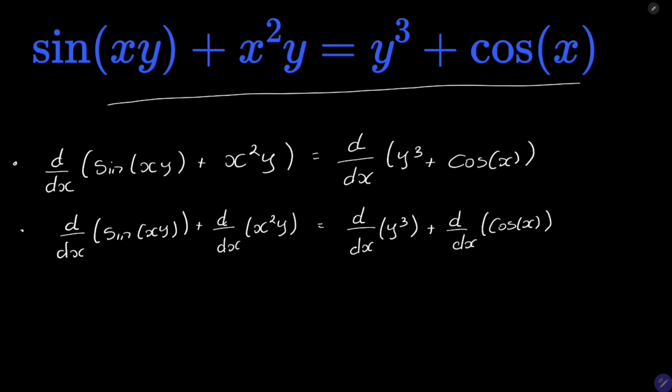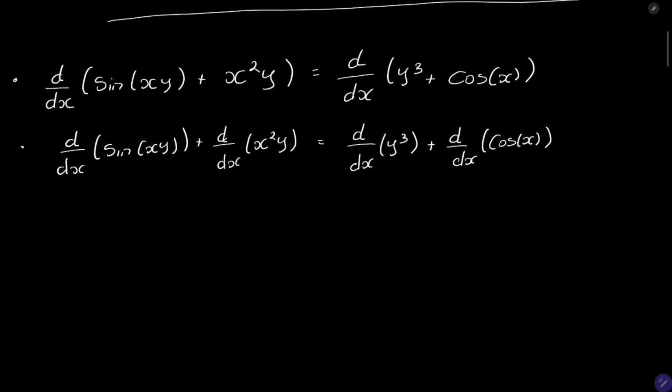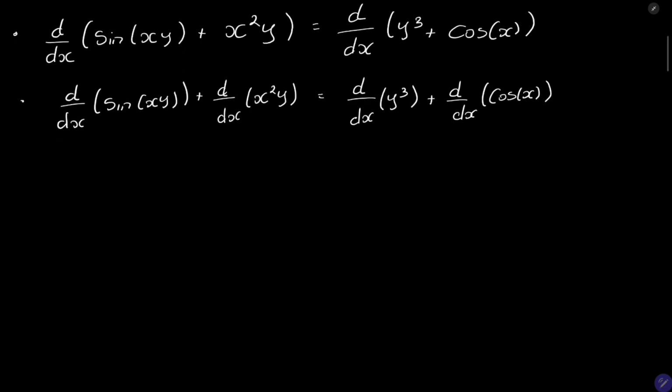So in this question, we observe that there are four different terms in which we need to apply the differentiation. Our first term being sine of xy, second term x squared y, third term y cubed, and fourth term cos x. So we're going to take term by term and apply differentiation. So let's start with our first term, sine of xy.